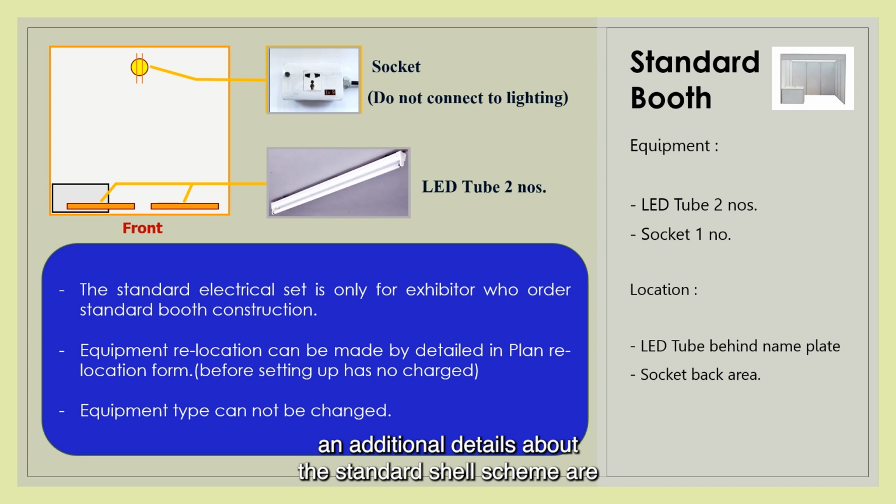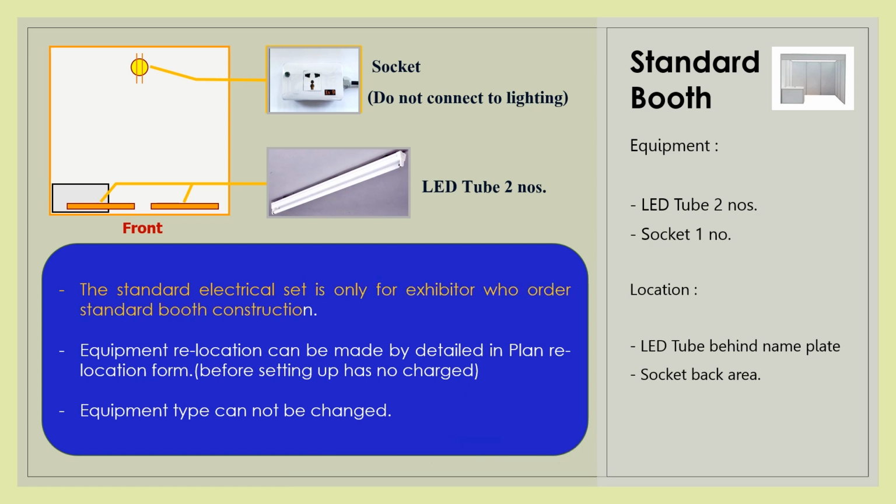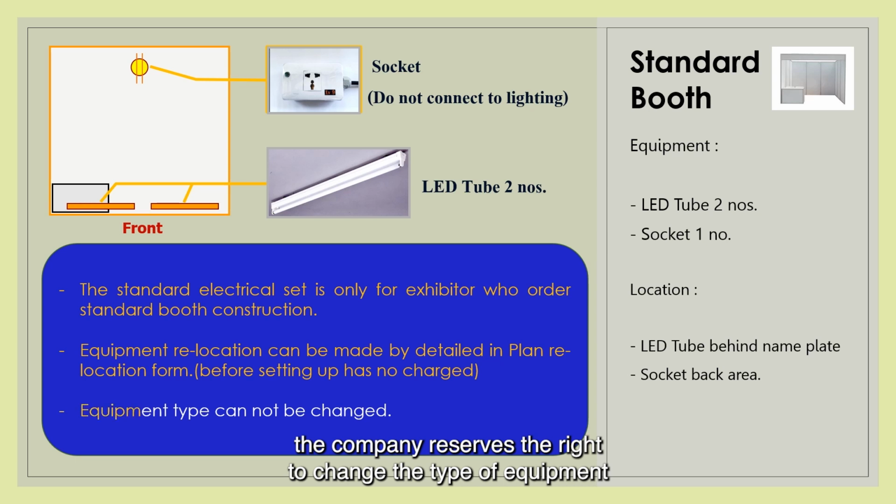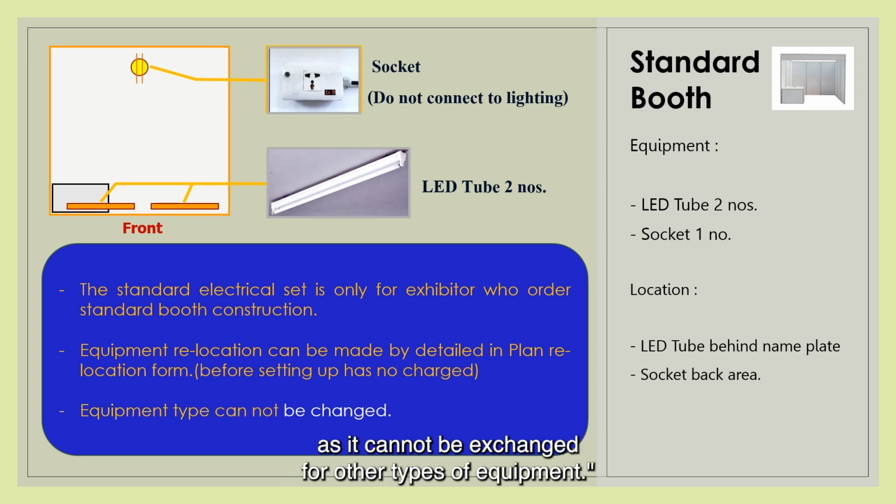Furthermore, additional details about the standard shell scheme are: 1. The equipment package is set only for those who have ordered the standard structure. 2. The installation location mentioned above can be changed by submitting an installation plan with the designated location to the coordinating staff before the installation date. This will not have any additional cost. And the last, the company reserves the right to change the type of equipment, as it cannot be exchanged for other types of equipment.